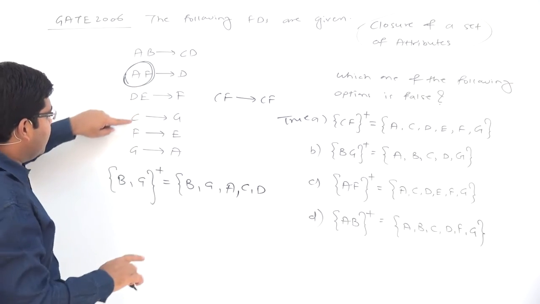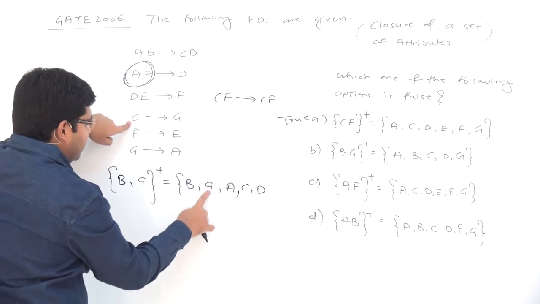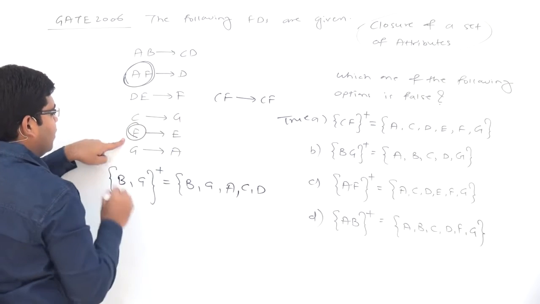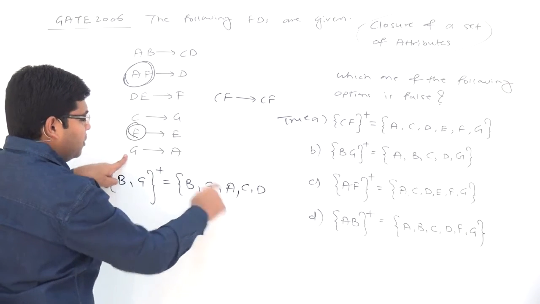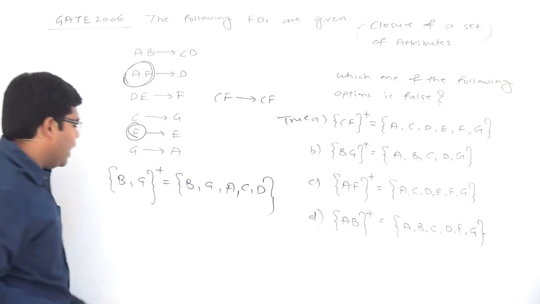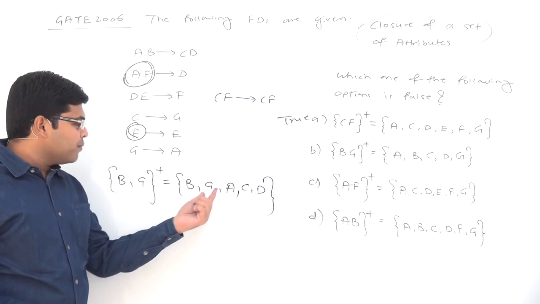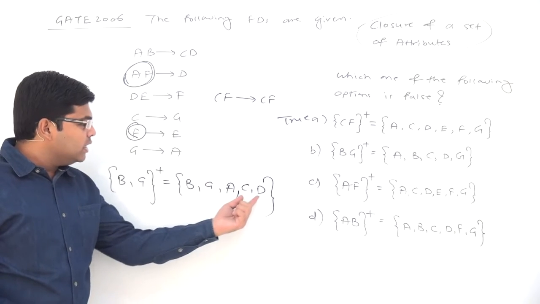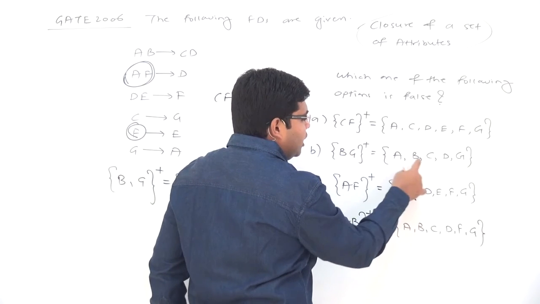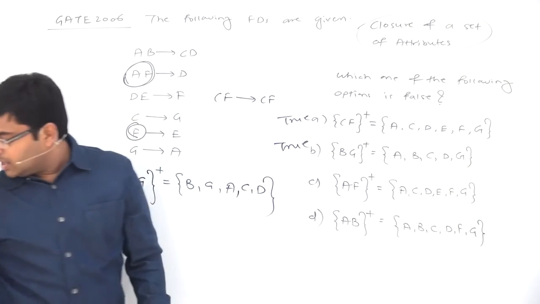DE not applicable. C gives G is applied, that's why we obtained G. F gives E not applicable because F is not available, and G gives A has already been applied, and that's why the set is complete here, and the closure of BG will consist of 5 attributes, that is A, B, C, D, G. So BG closure is equal to A, B, C, D, G is again true. Let's check option C.